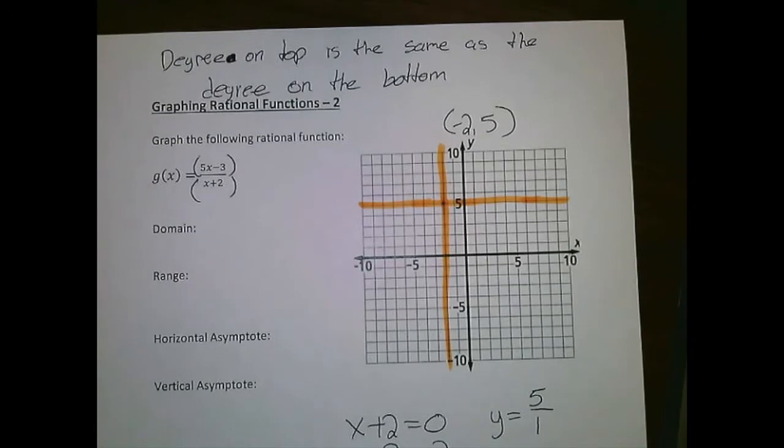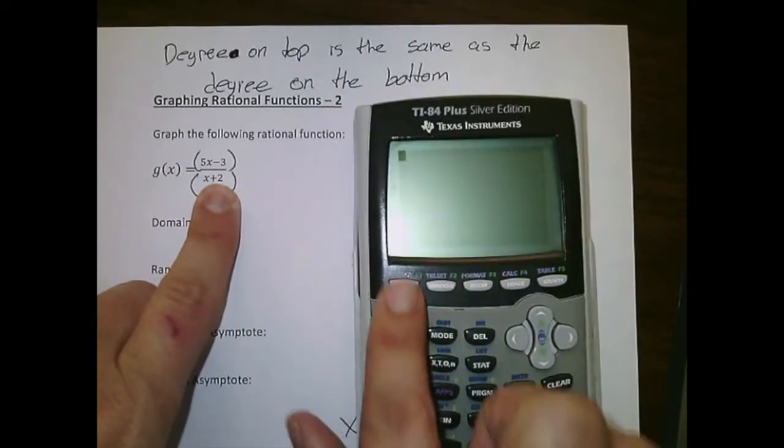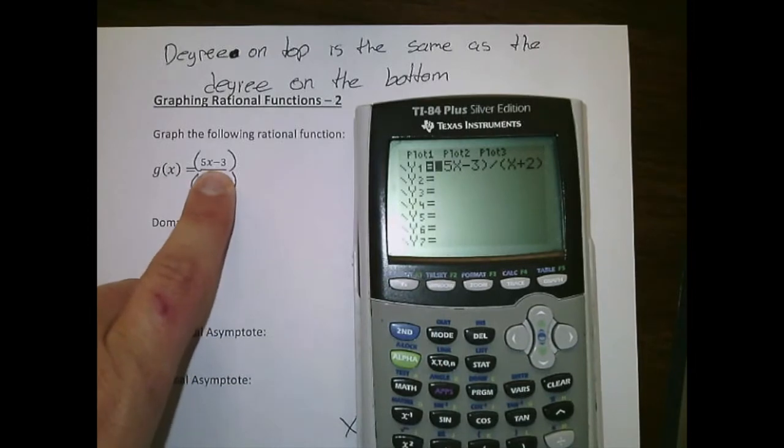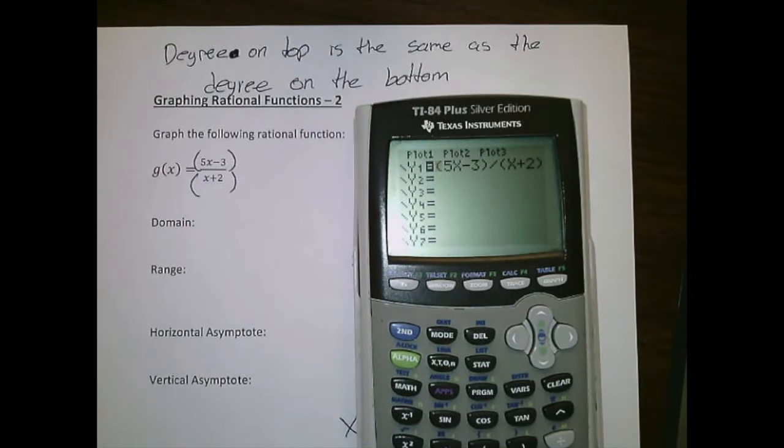Otherwise, the calculator does get a little bit confused on what you're trying to graph. So what I did is I went to y equals. On top, I put parentheses 5x minus 3, a division sign, and divided by parentheses x plus 2. Now when I graph this, this is what I see. Notice you don't see asymptotes there. That's something that we draw, a calculator does not.